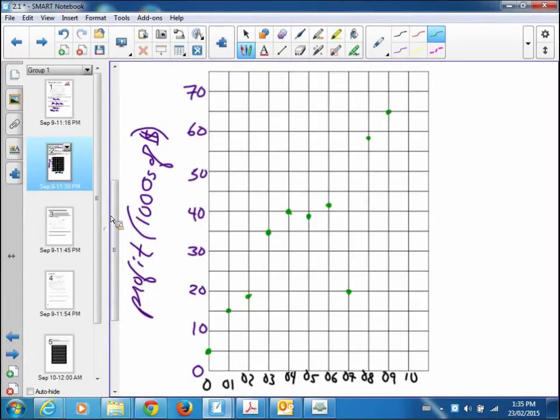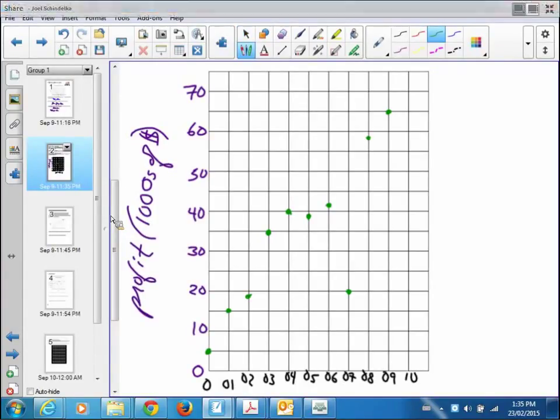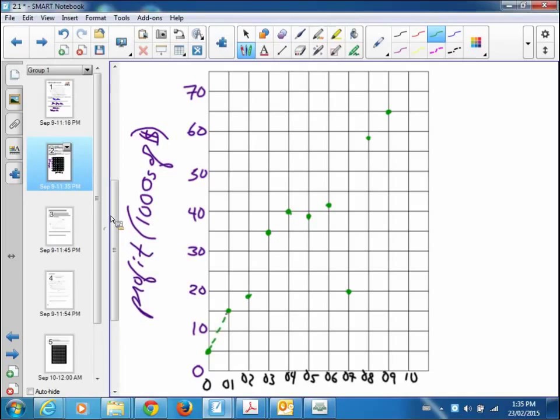So there's your data plotted, and then you got to join it with a broken line, meaning dashed lines. Use a ruler. I can't quite use a ruler right here. And join dot to dot using dashed lines. These are supposed to be straight lines, but my inability to use a ruler on here.